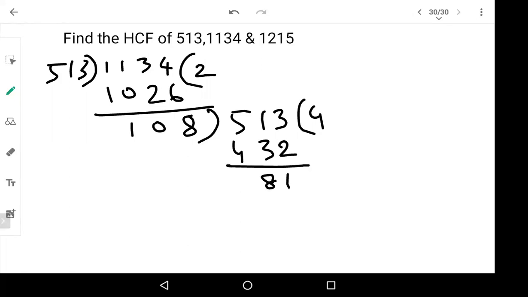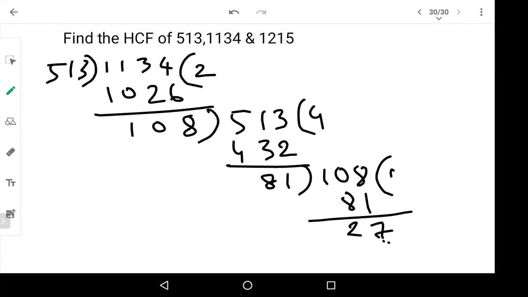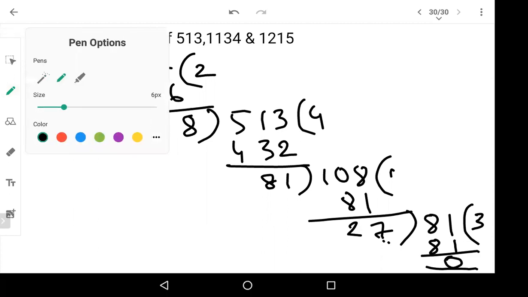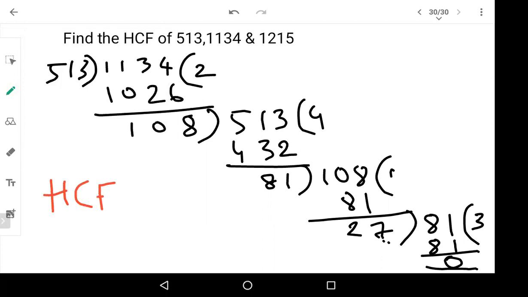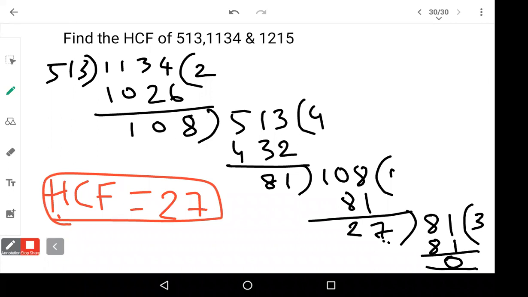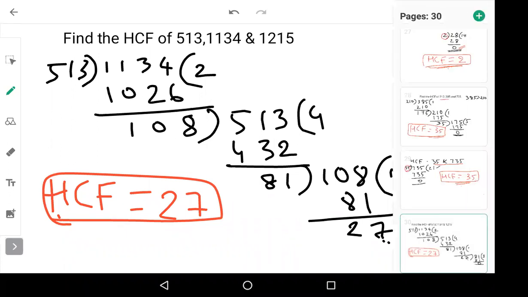Okay, so what is the remainder? Remainder is 81. Okay, next quickly, 108 I'm supposed to take. 81 ones are 81. So how much do I get? 27. Okay, 27, and then I have 81. 27 threes are 81. So remainder is 0. Very good. So HCF is equal to 27. This is HCF for the first one. Okay. So let us go for the next one.